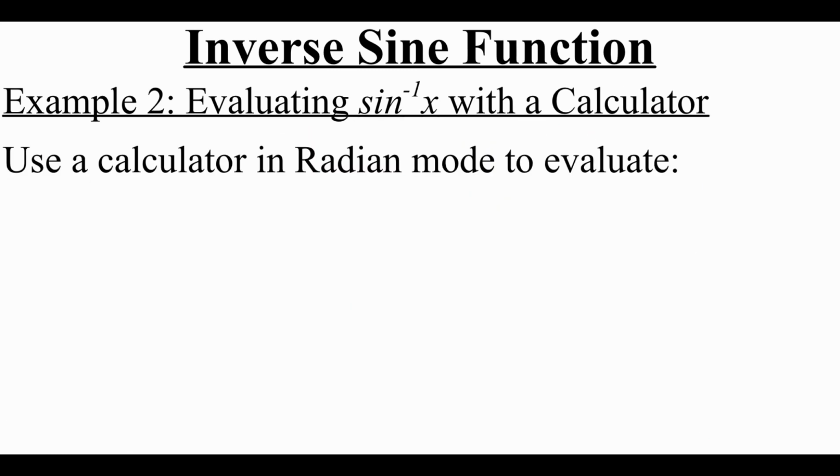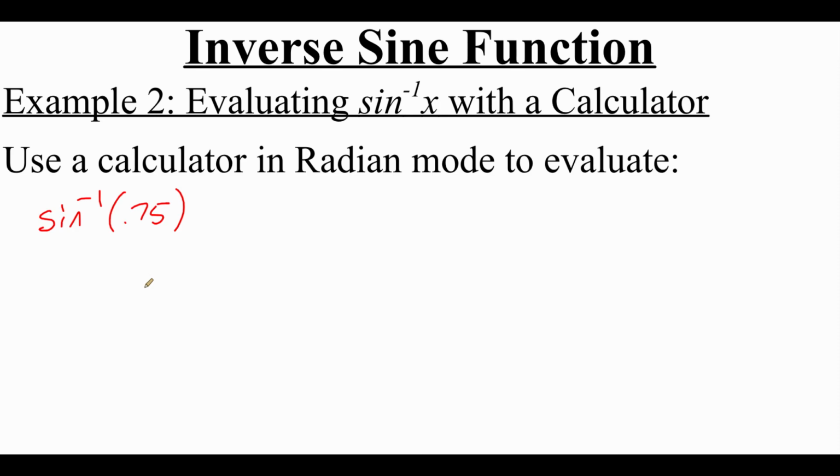Now we can also evaluate inverse sines using our calculator. So we're going to use our calculator in radian mode to evaluate a couple of inverse sines. And the first one that we're going to look at is the inverse sine of 0.75. Now we can't do this one on a unit circle because we don't have a y value of 0.75. So that's why we want to use our calculator.